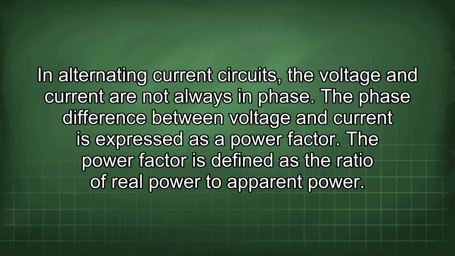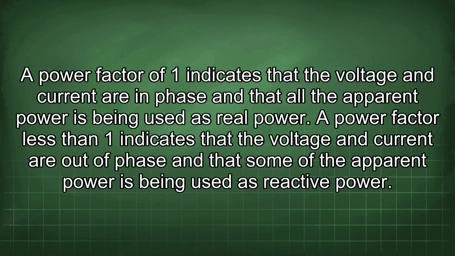In alternating current circuits, the voltage and current are not always in phase. The phase difference between voltage and current is expressed as a power factor. The power factor is defined as the ratio of real power to apparent power. A power factor of 1 indicates that the voltage and current are in phase and that all the apparent power is being used as real power. A power factor less than 1 indicates that the voltage and current are out of phase and that some of the apparent power is being used as reactive power.